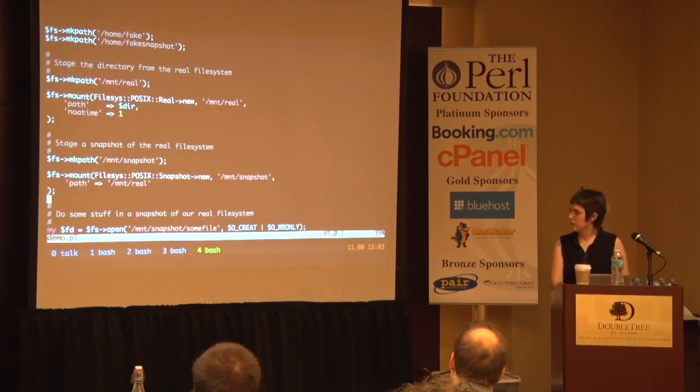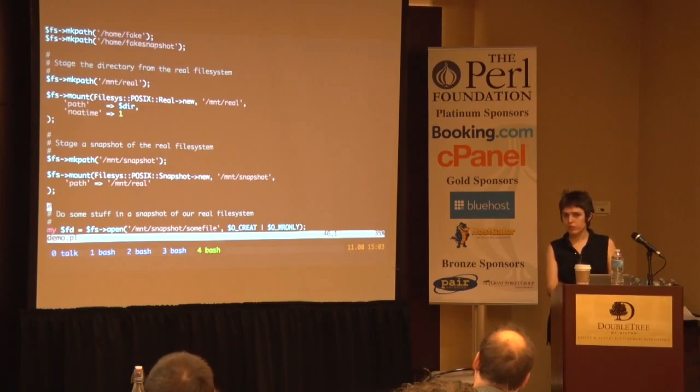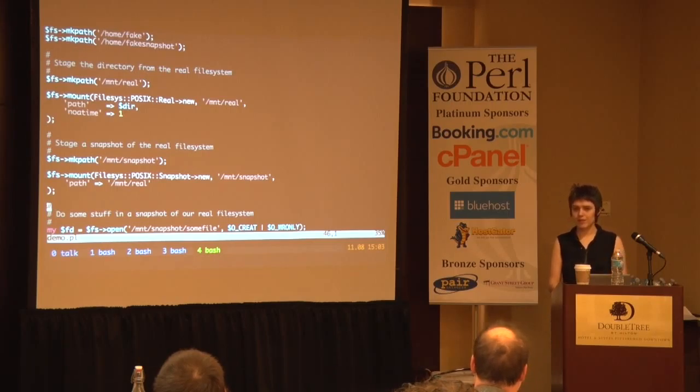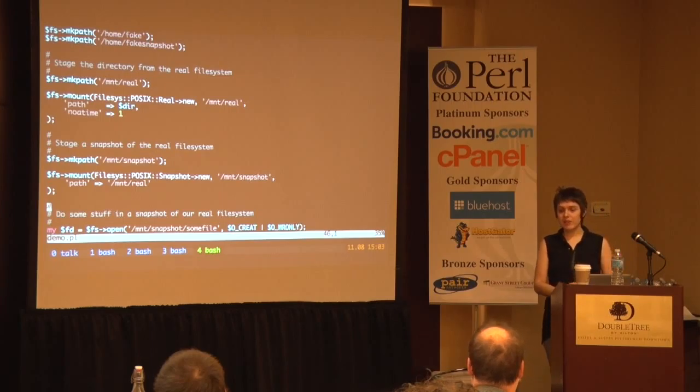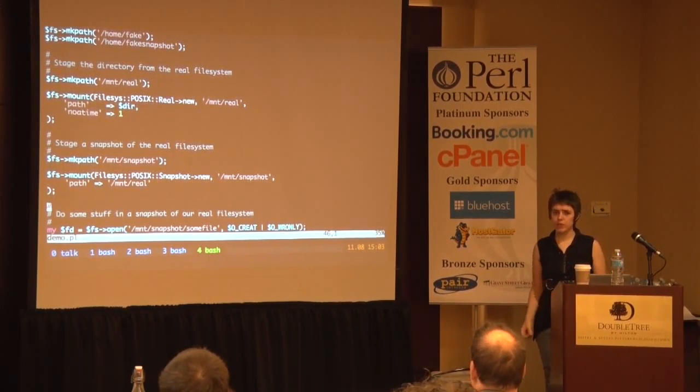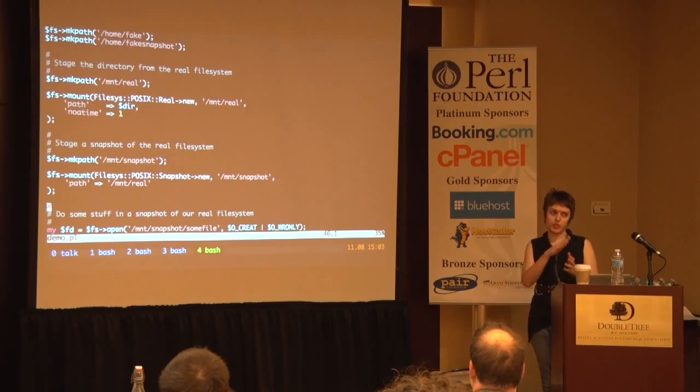How did the Filesys POSIX module, since you're mounting the virtual file systems as a subdirectory under the real directory, how did it know not to try to recurse forever on that? How would it respect file system boundary, I guess? Yes. Basically, it knows what the root file system inode is. And so it's like, okay, I hit the root. I'm not going to attempt to recurse up any further.